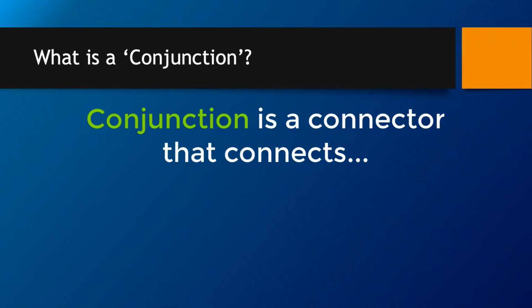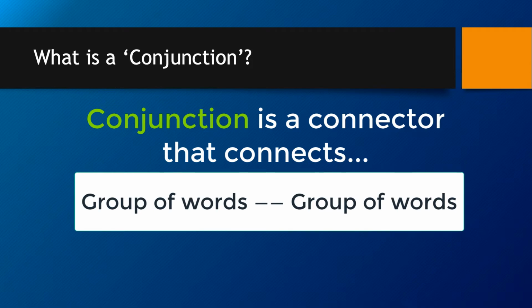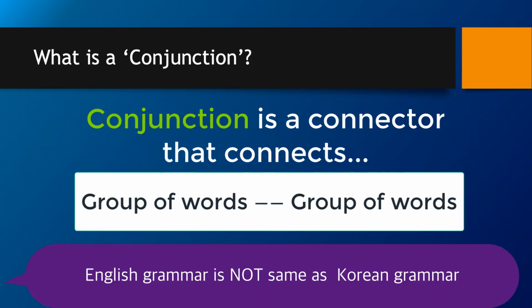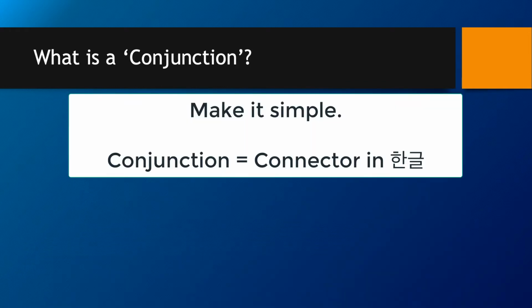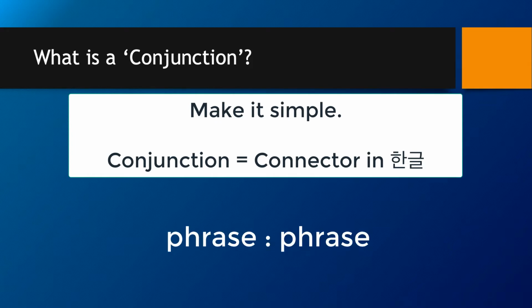So what is a conjunction? A conjunction is a connector that connects a group of words to a group of words. But English grammar is so much different from Korean grammar, so we don't want to compare one by one. Just think of it as a connector. In Hangul, a conjunction can connect word to word, phrase to phrase, or clause to clause.